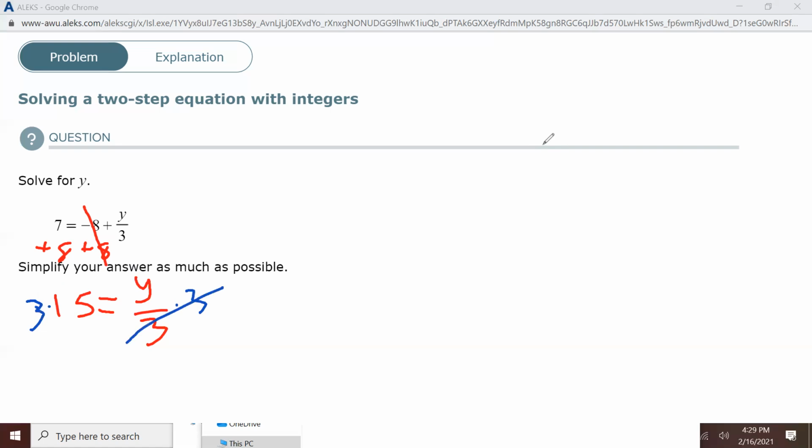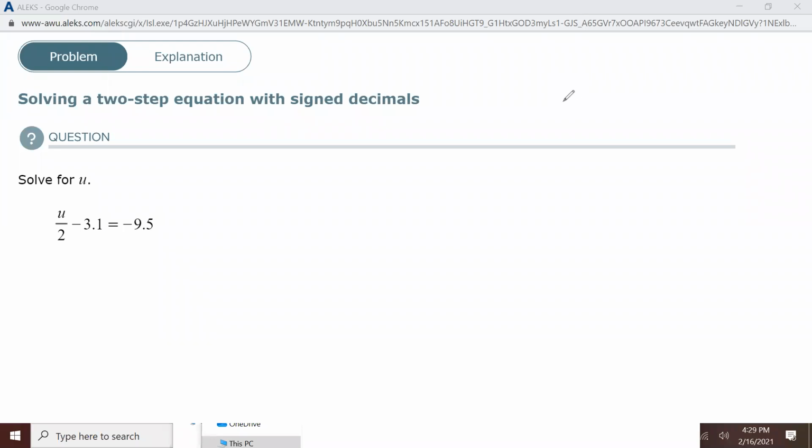So the 3's cancel on the right side of the equation, leaving y. And on the left side, 3 times 15 is 45. And that would be one good way of doing it.